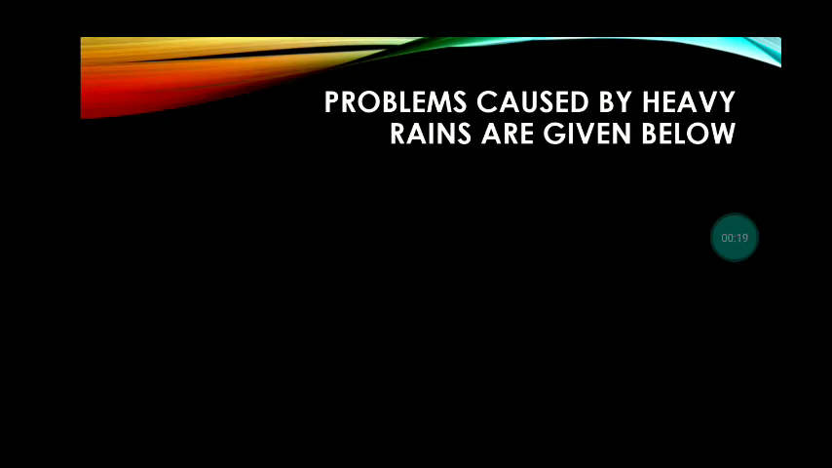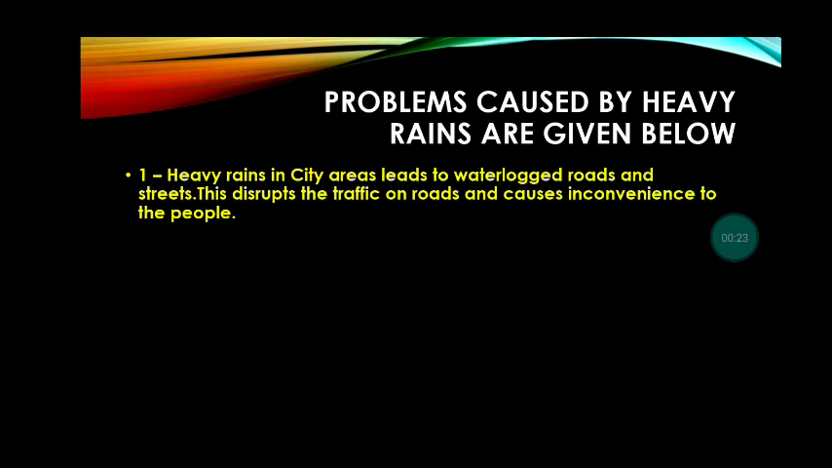The problems caused by heavy rains are given below. The first one is that heavy rains in city areas lead to waterlogging. Waterlogging is the collection of too much water on roads and streets. This disrupts traffic and causes inconvenience to people. People will not be able to travel from one place to another due to waterlogged roads and streets.